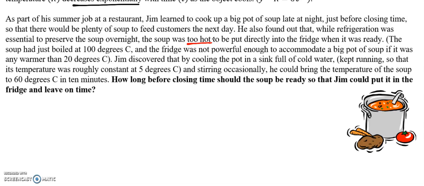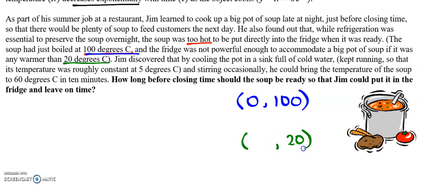So be careful. The soup had just boiled at 100 degrees Celsius. So we have our initial soup temperature of 100 degrees Celsius coming off the pot. And the fridge was not powerful enough to accommodate a big pot of soup if it was any warmer than 20 degrees. So we need to figure out how we can get our soup to get down to 20 degrees so we can put it into the fridge.